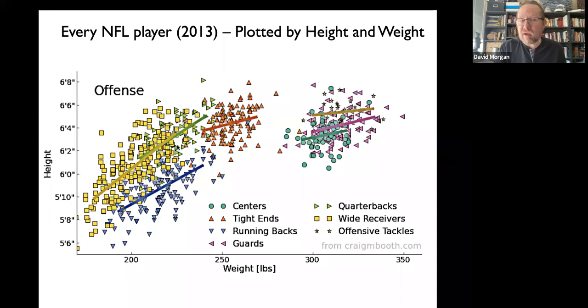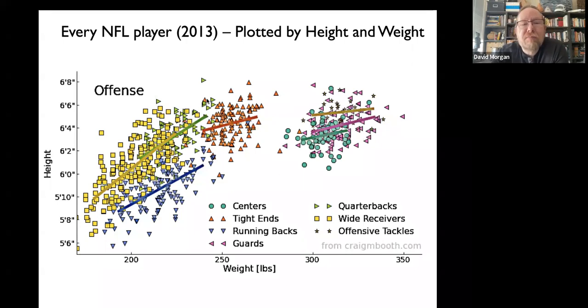What is this clump down here of players that are generally smaller? And for their weight, they are generally lighter. Those are running backs. What is your job if you're a running back? Your job is to be handed the ball and to run as fast as possible. What physical characteristics do you need to be a good running back? Generally, you need to be agile and fast, and that tends to favor smaller, lighter players.